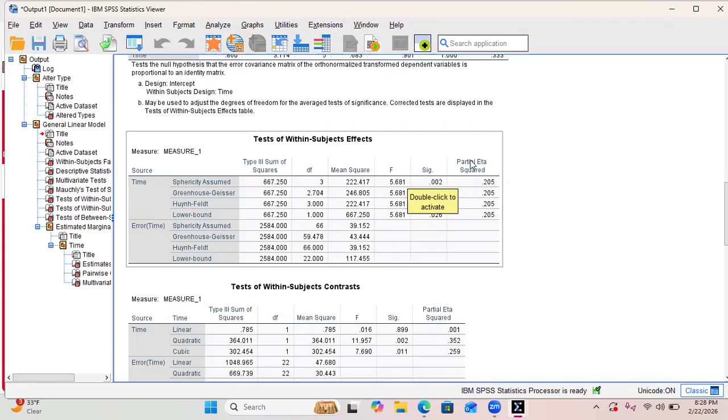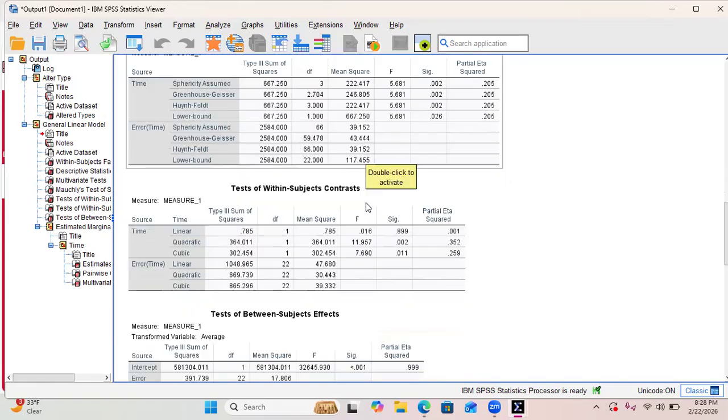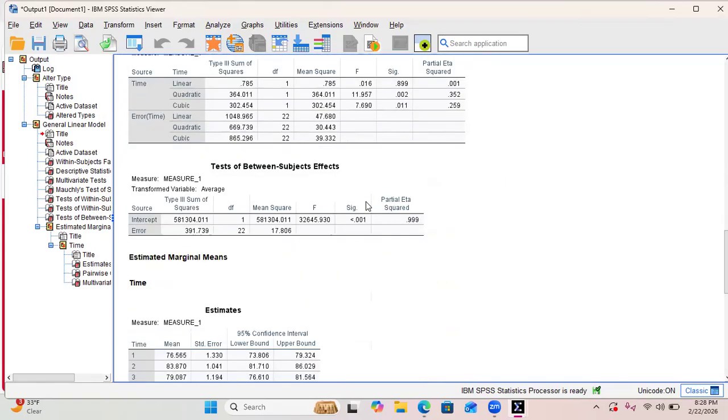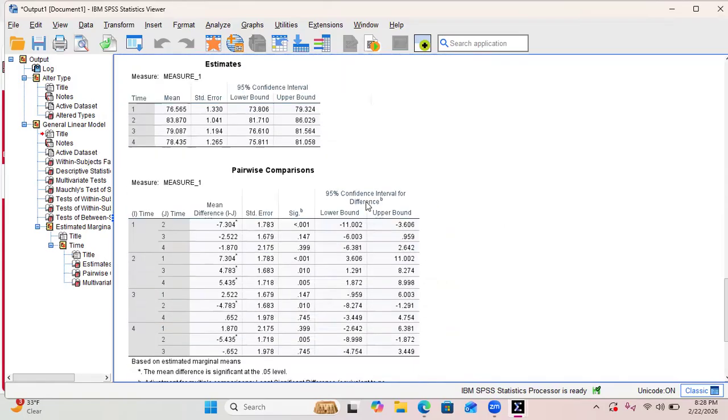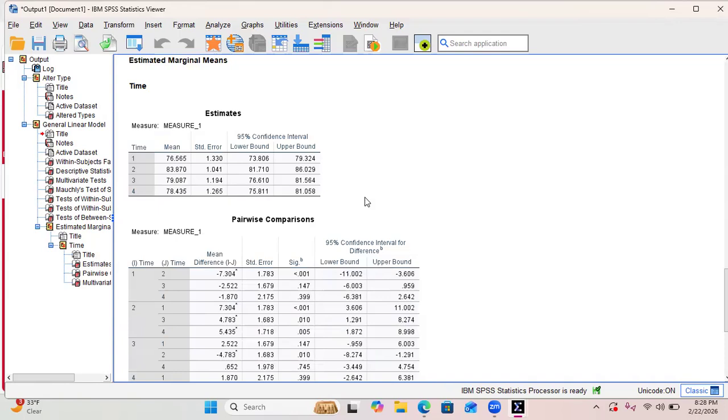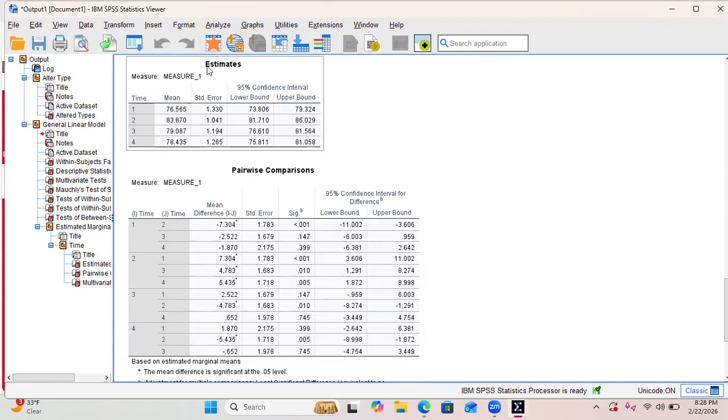I'm going to take note of that partial eta squared. That's the effect size of 0.205. And we'll talk about that here in just a minute. So I'm going to scroll down, and here is where the data is interesting. So here we have our estimates. Again, time 1, this is the pre-test. And then we have the 5-minute mark, the 1 hour mark, and then the 4 hour mark.